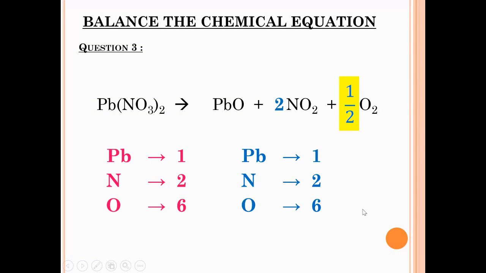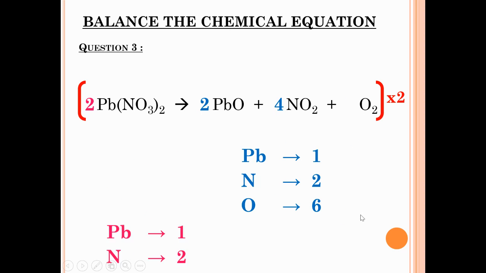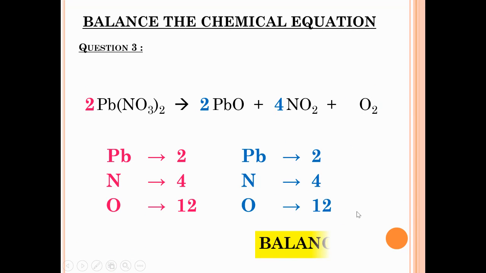The problem is a fraction cannot be in the chemical equation. What we're going to do is multiply the whole thing by 2. When you multiply by 2, this becomes 2, 2, 2, and this one 2. So the chemical equation is balanced. If you think that was too fast, you can replay the video.